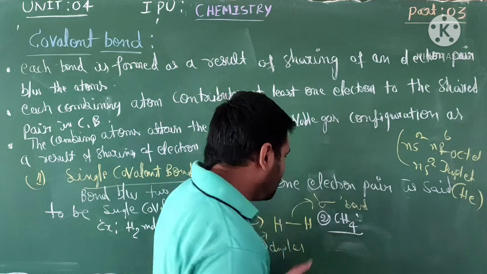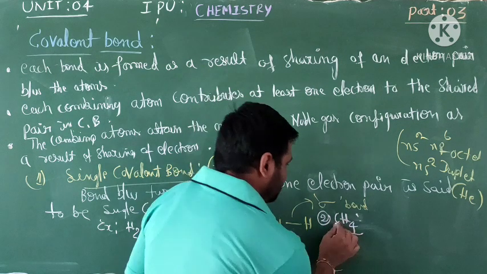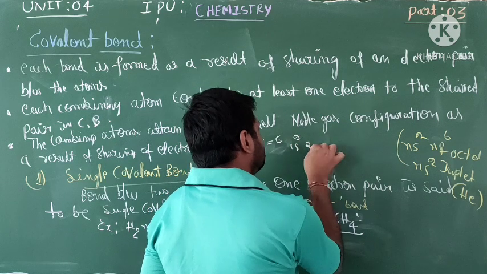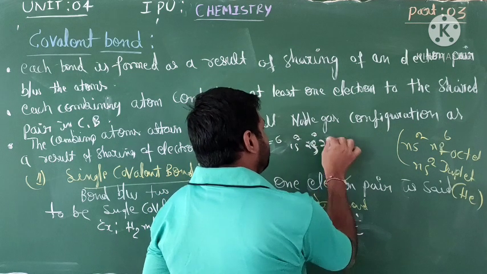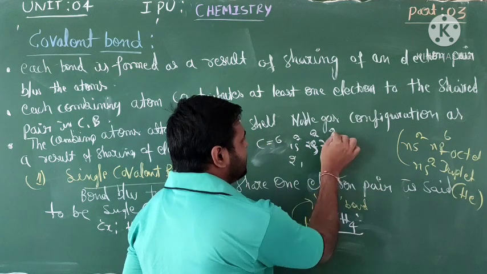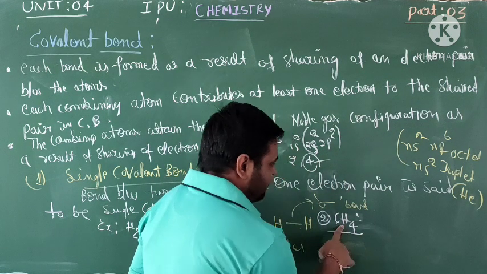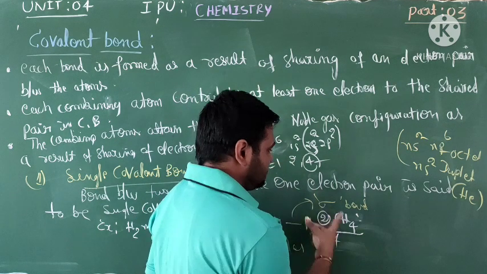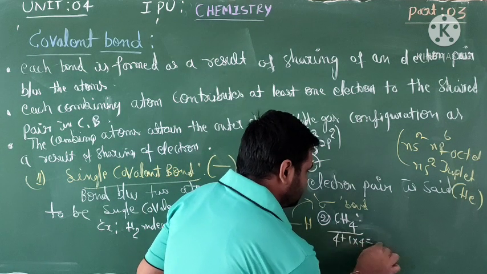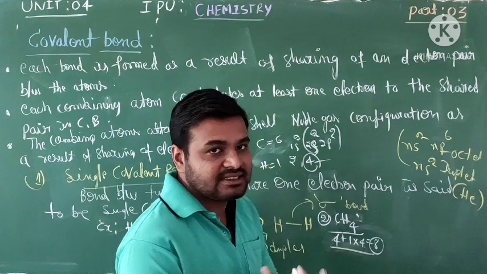How many valence shell electrons does carbon have? The atomic number of carbon is 6, so 1s2, 2s2, 2p2. The outer valence shell has 2 plus 2, which is 4 electrons. Add hydrogen, which has only 1 each, and with 4 hydrogen atoms that is 1 into 4, which is 4. So 4 plus 4 is 8 total valence electrons.